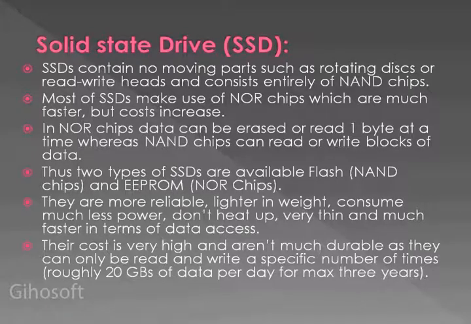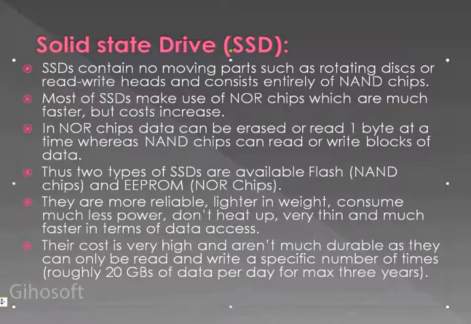Most SSDs make use of NOR chips, which are much faster but cost more. So there are two types of technologies when it comes to SSD. One consists of NAND chips and the other consists of NOR chips. The difference between them is that in NOR chips data can be erased or read 1 byte at a time, whereas NAND chips can read or write blocks of data, meaning 4 MB or more in one read or write operation. So if you write 1 byte at a time versus 4 MB at a time, NAND chips become much faster.